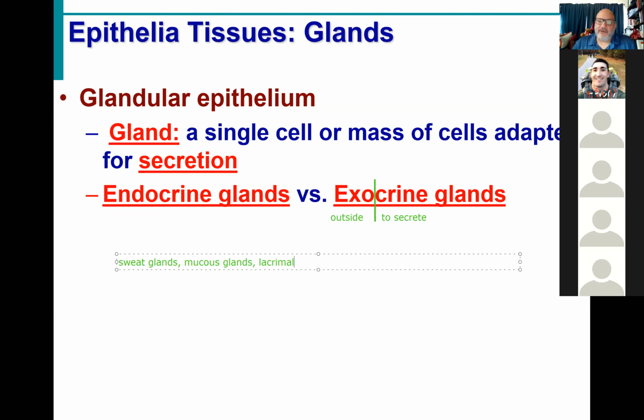What else? Give me at least one more. Mammary? Oh, mammary is a great one. Perfect. Excellent. Notice what I didn't hear anybody say was salivary. Would salivary be an example of an exocrine gland? Yes, because technically outside the body. Right. Remember, I think we talked about that already, right?